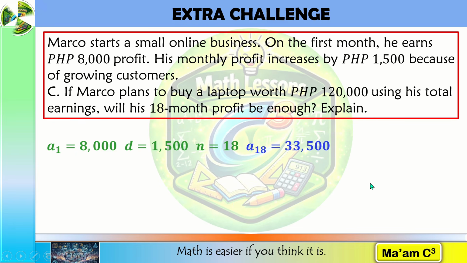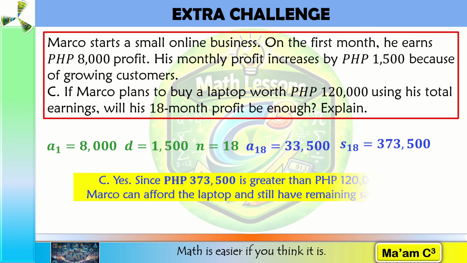Let's continue. Letter C. Let's recall our answer in letter B. Letter C, if Marco plans to buy a laptop worth 120,000 pesos using his total earnings, will his 18-month profit be enough? Yes, because 373,500 is greater than 120,000. So Marco can afford the laptop and still have remaining savings. So this shows how arithmetic series can help people make informed business and financial decisions.